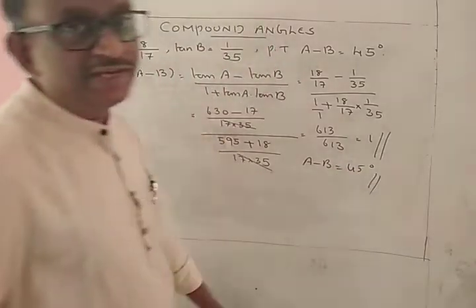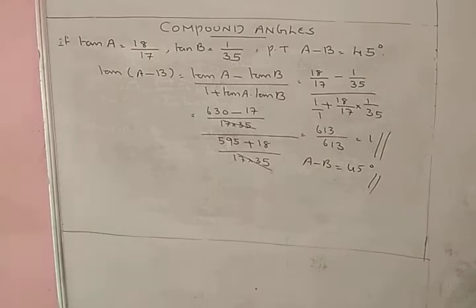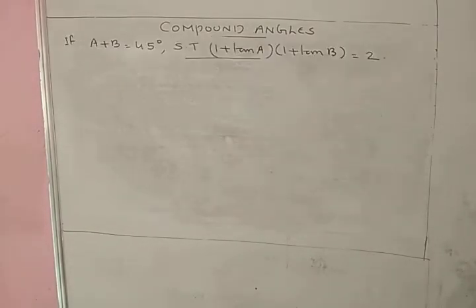This problem is very important. Next problem: if A plus B is equal to 45 degree, then show that 1 plus tan A into 1 plus tan B is equal to 2. This problem is also very important.